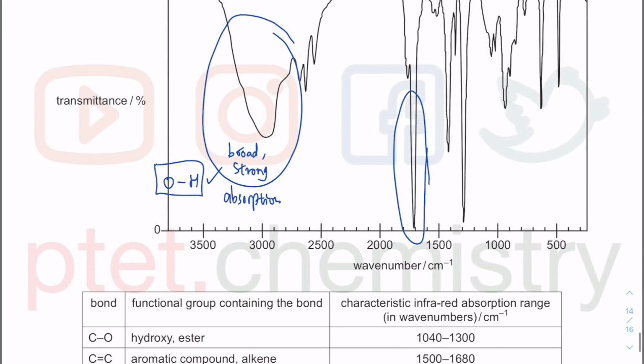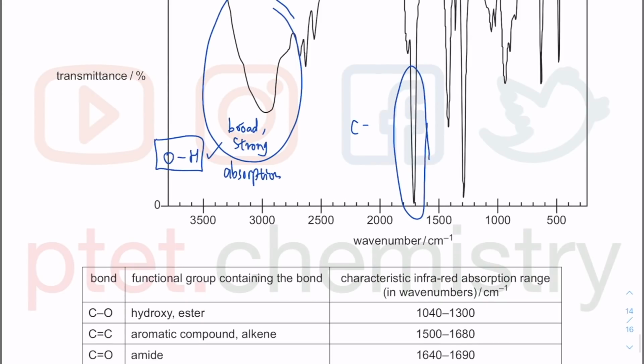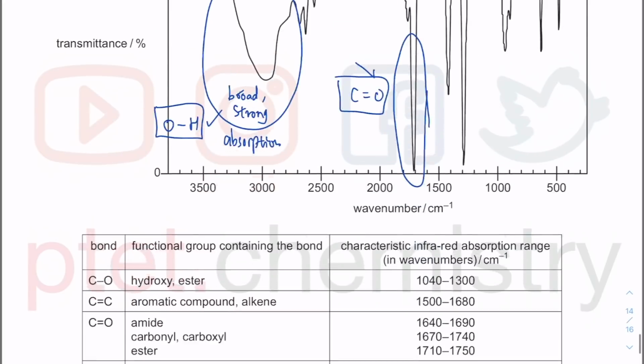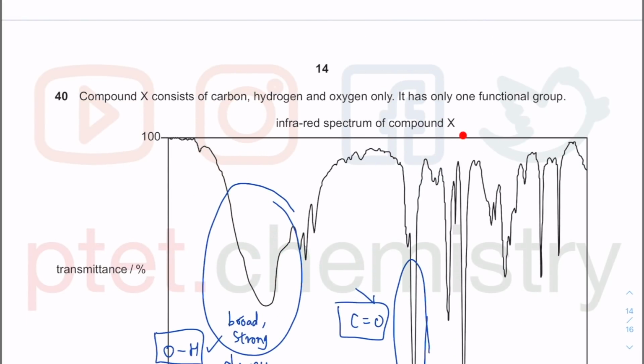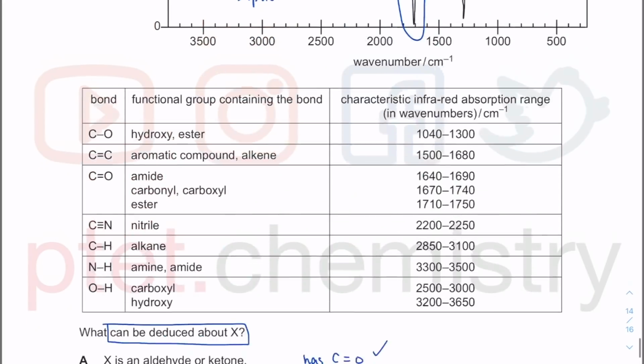So this could be the OH, but this thing here around 1700. So this 1500, 1600, 1700. That is your usual region for carbonyl C double bond O around the 1700 region. So this is the C double bond O region here. Well, we're looking at what can be deduced. Well, it has C double bond O. That is true. That is of X, right? It consists of carbon, hydrogen, and oxygen only. It is X. It has C double bond O.